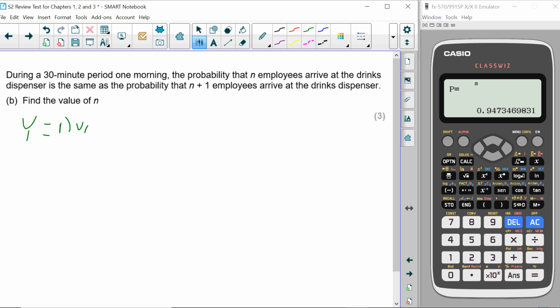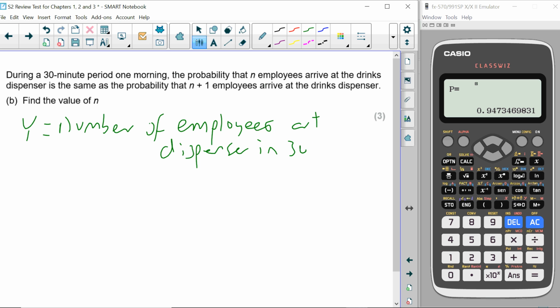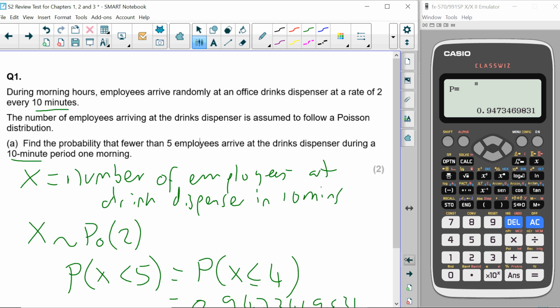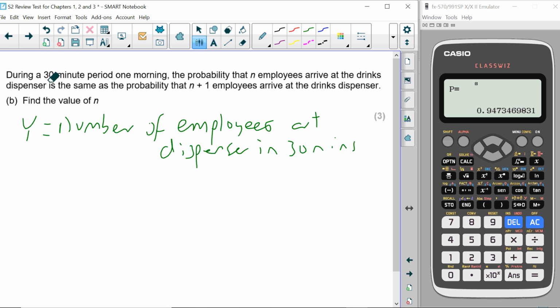So y could be the number of employees at the dispenser in 30 minutes. Now we originally had in 10 minutes, so we've got a 3 times greater period now. So if our time frame is now 3 times as great, that means that our rate should be 3 times as great. The rate was originally Poisson distributed with 2, but if it's now 3 times greater, 2 times 3, it's now Poisson distributed with 6.